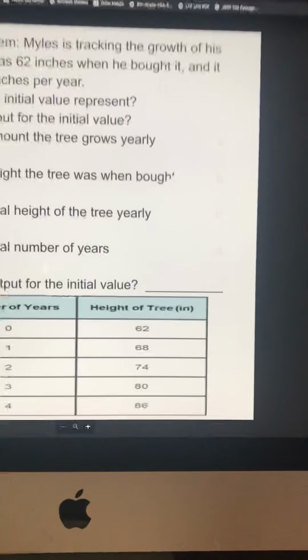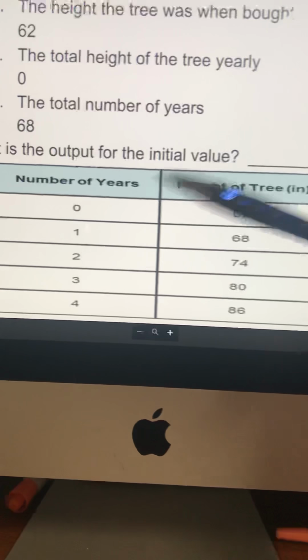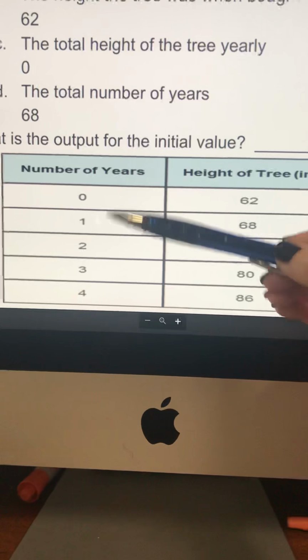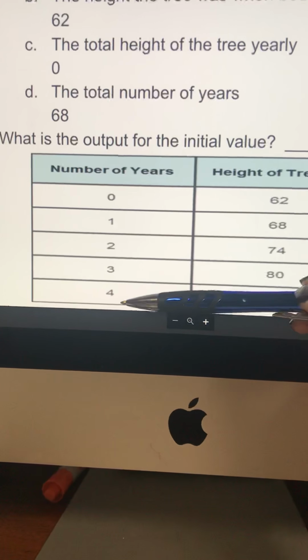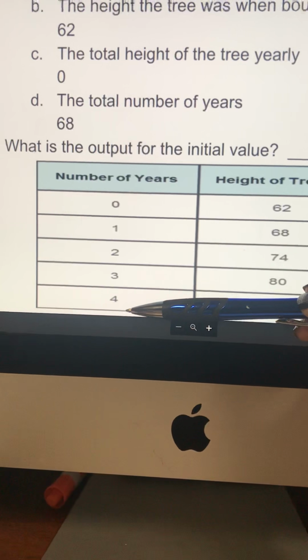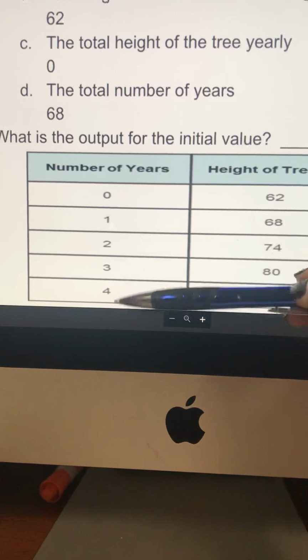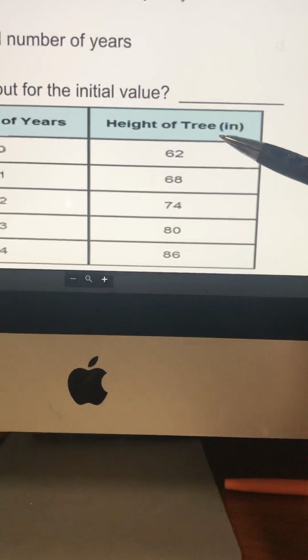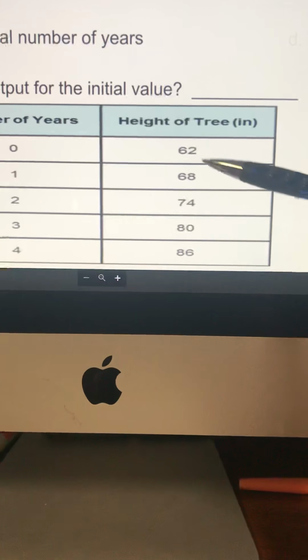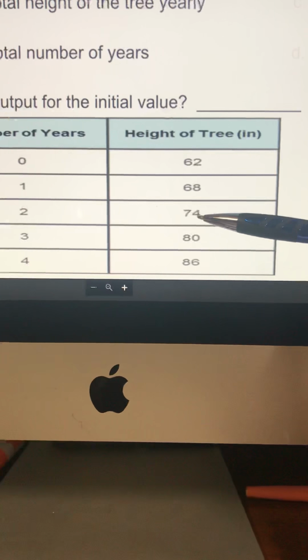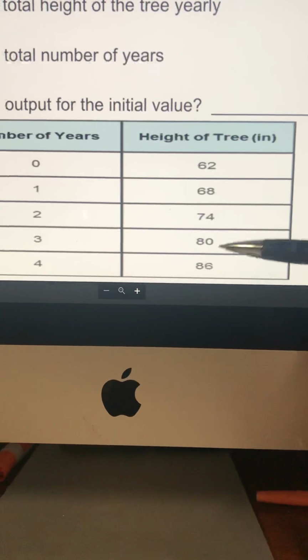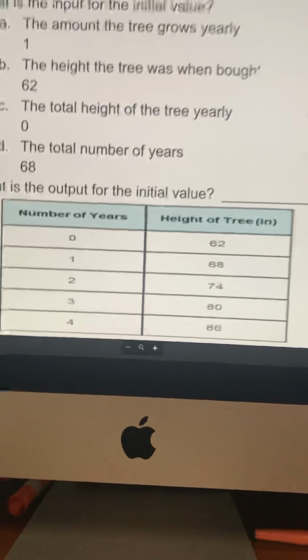Then again, you can determine the rate of change for every 1 year. That's important. If this is not going up by ones, our process changes a little bit. We're just not going to talk about that until next week. So for every 1 year, how much does the tree grow? From 62 to 68 is 6 inches. From 68 to 74 is 6 inches. From 74 to 80 is 6 inches, and so on.